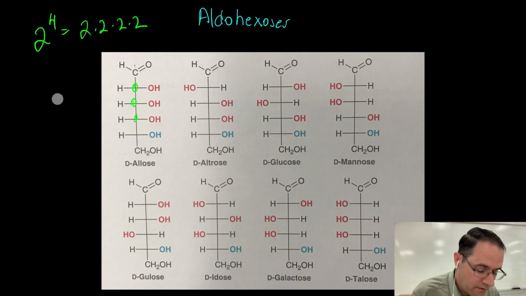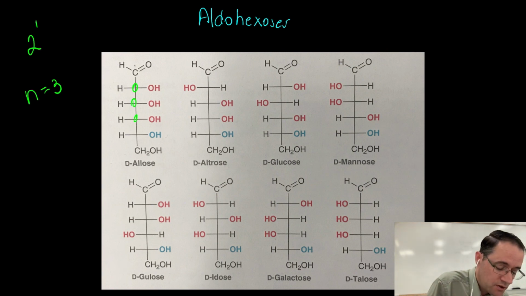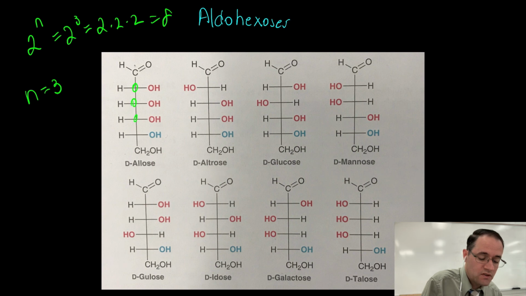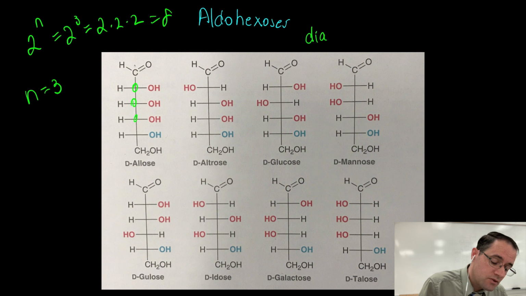So what we have here is n is equal to 3. So your maximum number of stereoisomers is going to be 2 to the nth, which is 2 to the 3rd, which is 2 times 2 times 2, which is 8. And there's 8 on this slide here, okay? So those are the configurations there. All of these on the screen are diastereomers, okay?